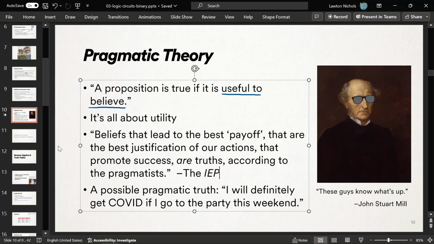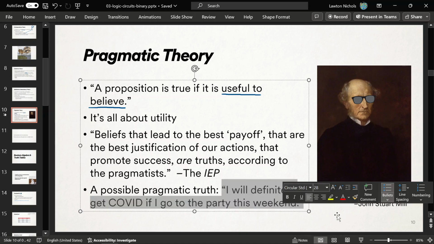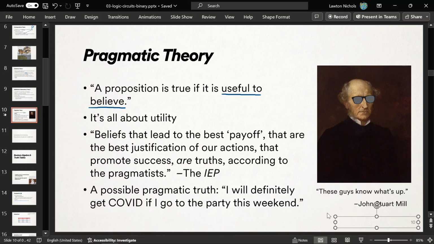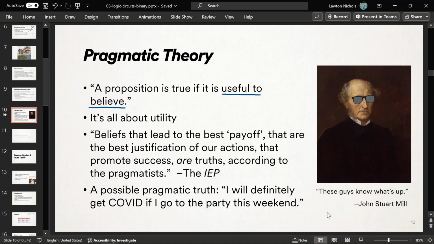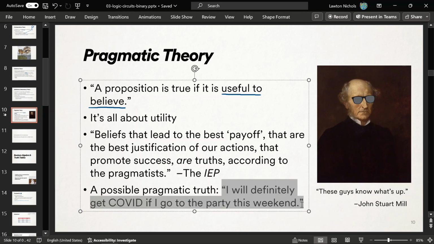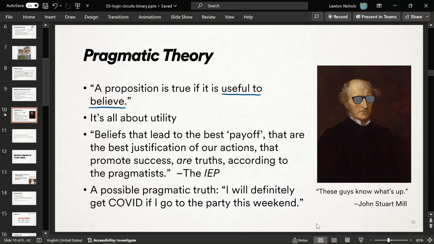Okay? And so a potential way that a pragmatist might believe would be that they'll say this is a true statement: I will definitely get COVID if I go to that party this weekend. Pretend this was during the height of the pandemic. Maybe they wouldn't get sick, but this is a good pragmatic truth, because maybe they've got some people at their house that are immunocompromised, and they want to make sure everybody stays healthy. So even though this might not actually happen, they believe it's true because it's useful for them to believe it, right? It's going to keep their family members safe, something like that. Okay, that's pragmatic theory.